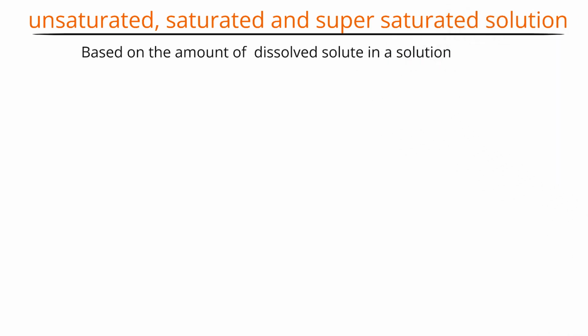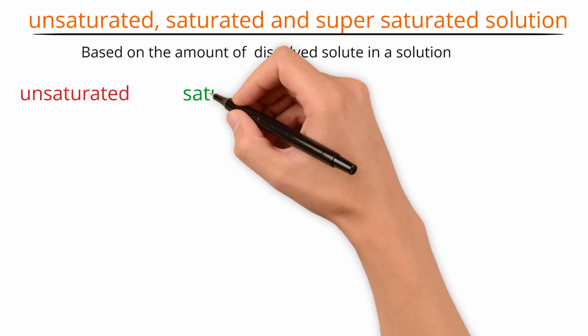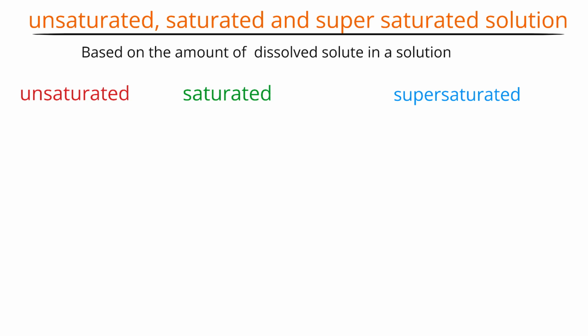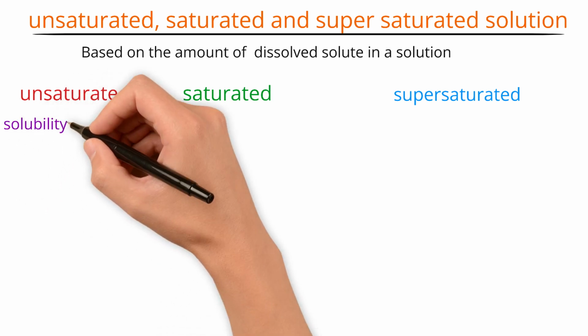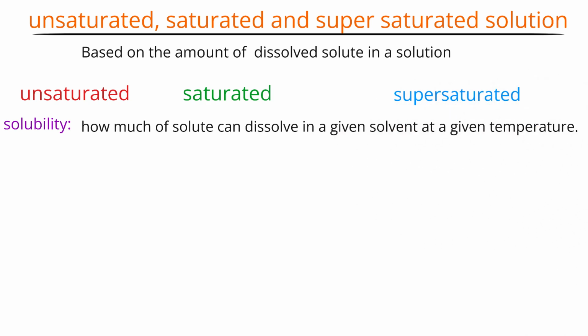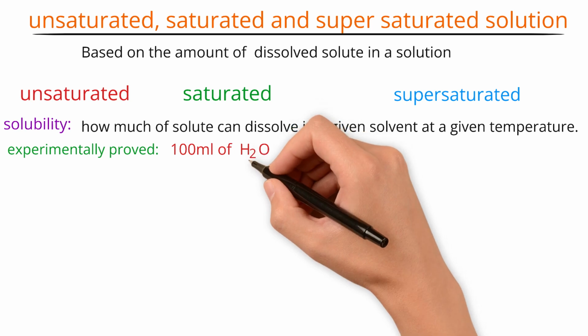Based on the amount of dissolved solute, a solution can be classified into three types, namely unsaturated solution, saturated solution, and supersaturated solution. Now let us define solubility. How much a solid can dissolve in a given solvent at a given temperature is called solubility, or it answers the question of how much solid can dissolve in a given solvent at a given temperature.